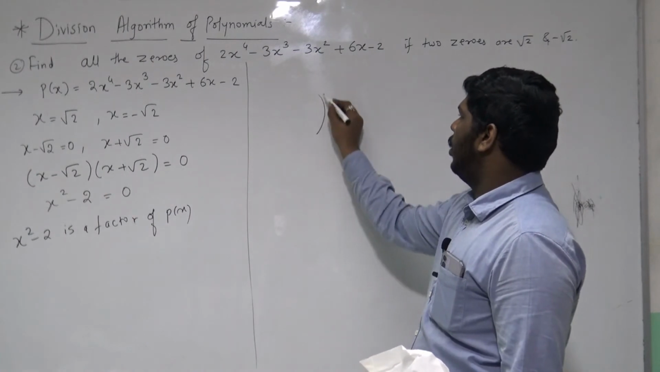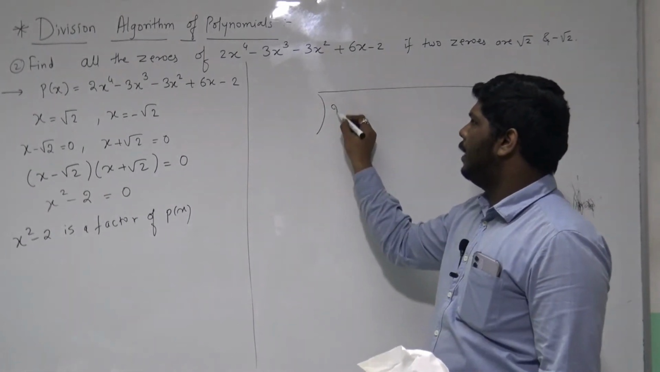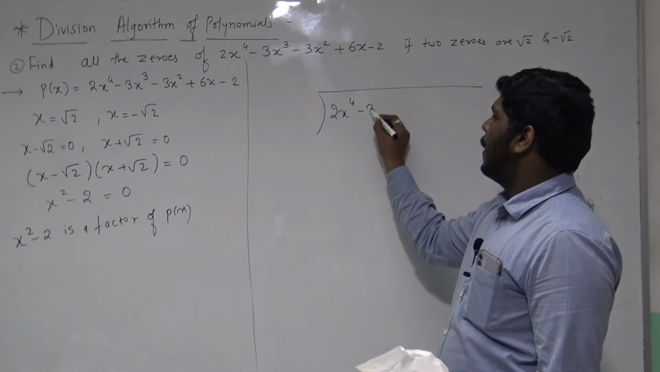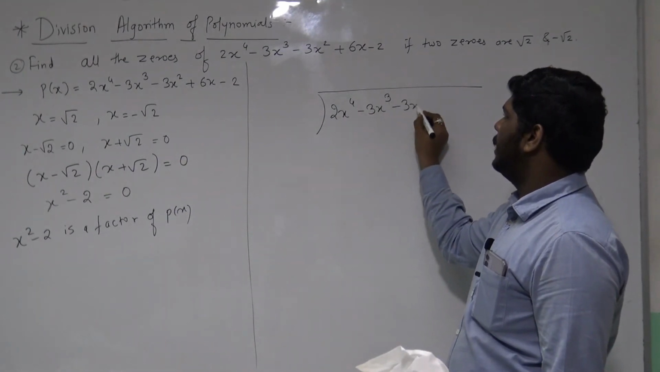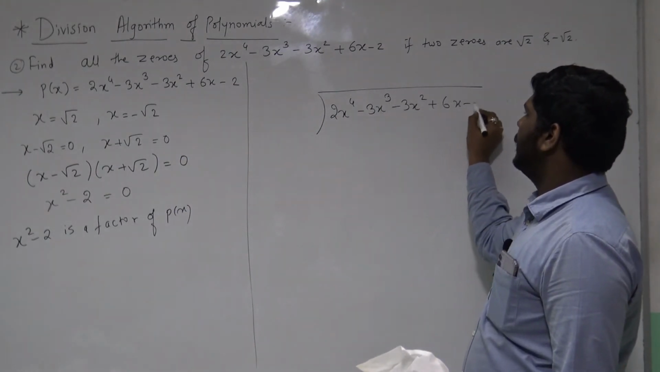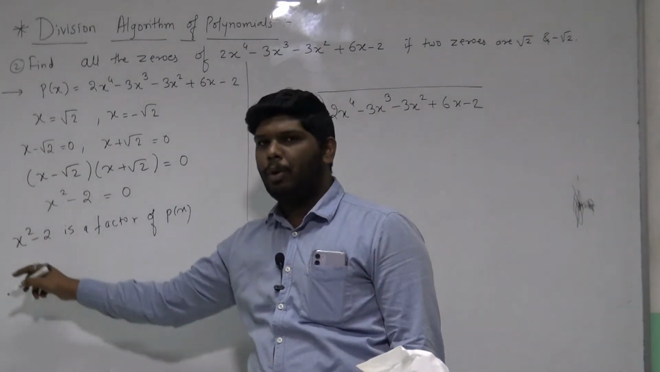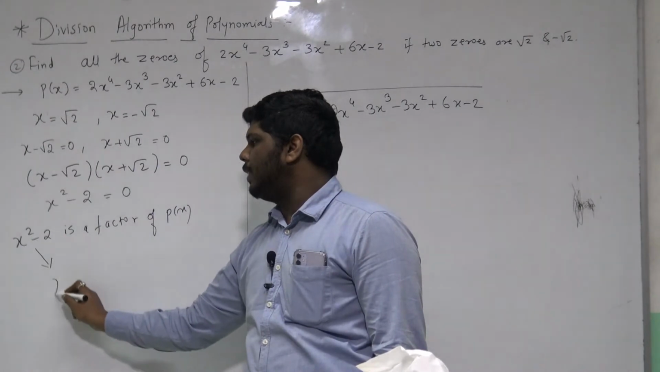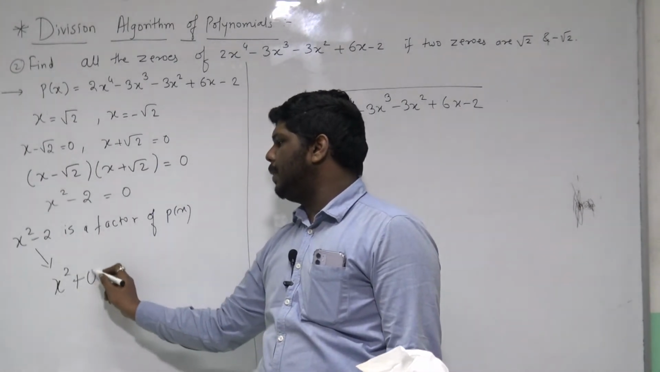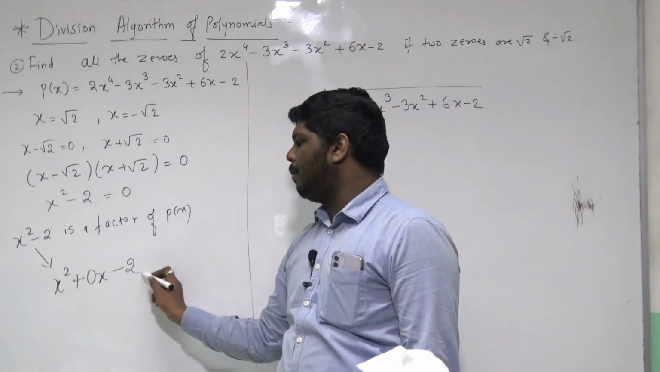So let us go for the long division now. So this will give you 2x raised to 4 minus 3x cube minus 3x square plus 6x minus 2. Now divided by, here you can see this is not in a standard form. So what can be the standard form of this? We have x square, the x term is missing, so we can write 0x and then minus 2 as it is.